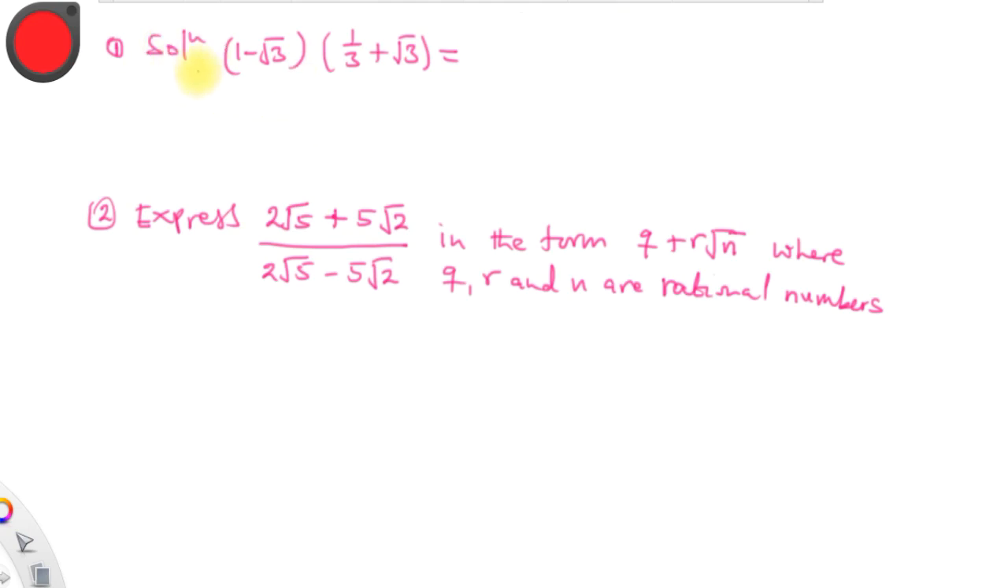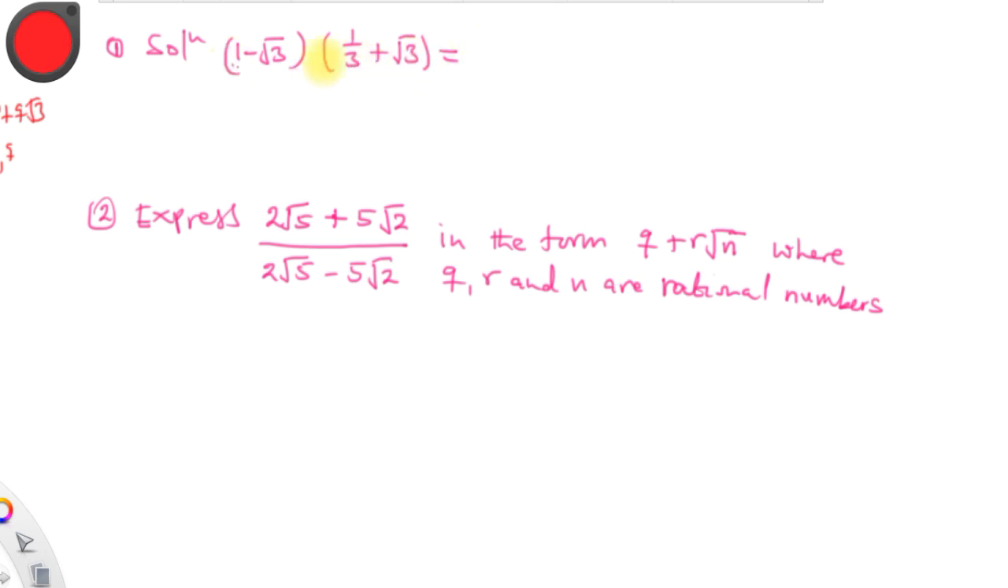This is a continuation of our previous lesson. We are asked to simplify 1 minus square root of 3, times 1 over 3 plus square root of 3, and then leave our answer in the form p plus q with root 3, and hence find p and q. This is a multiplication of brackets, so we just multiply, expand, and simplify.